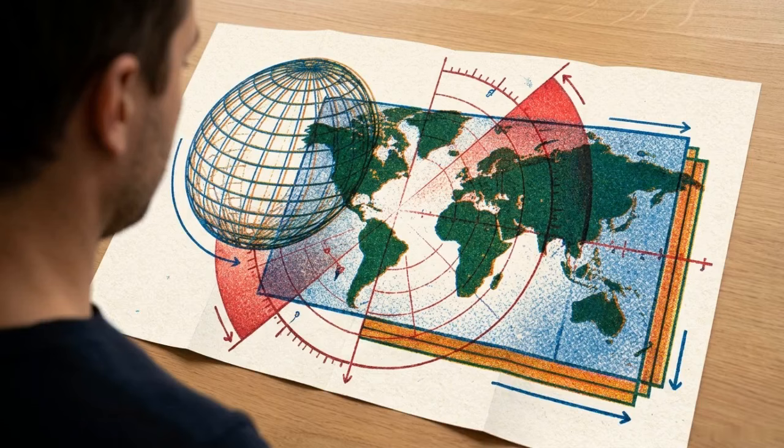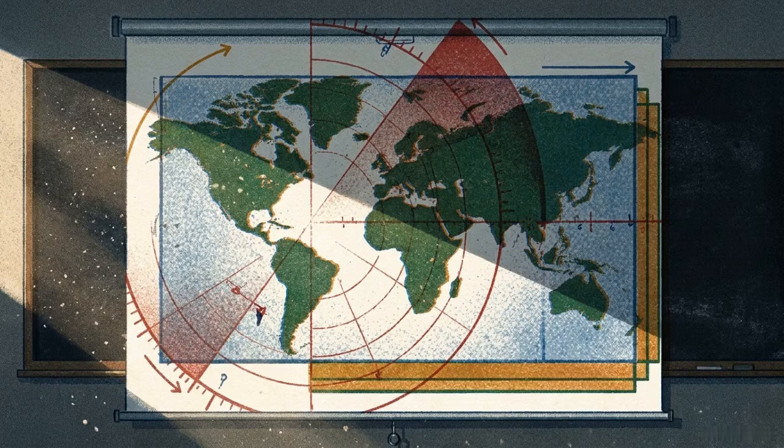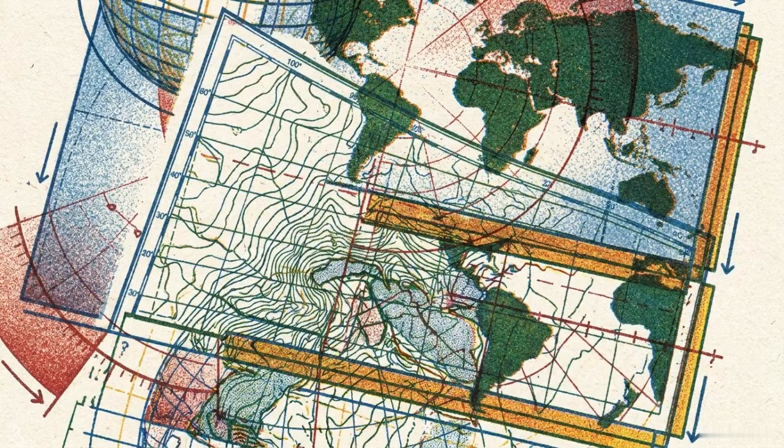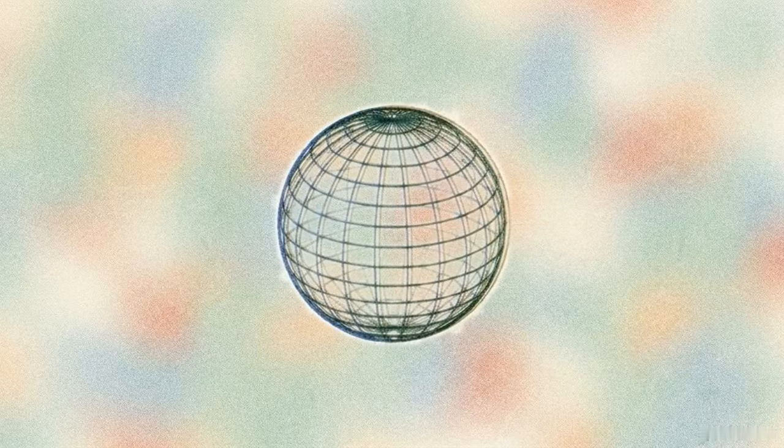We rarely question the maps we see every day, from the pull-down charts in a middle school classroom to the blue dot guiding us on our phones. We tend to treat these representations as unquestionable, objective facts. Every map suffers a mathematical problem.